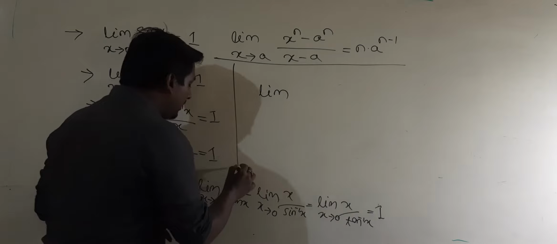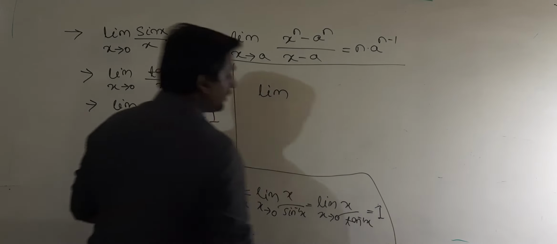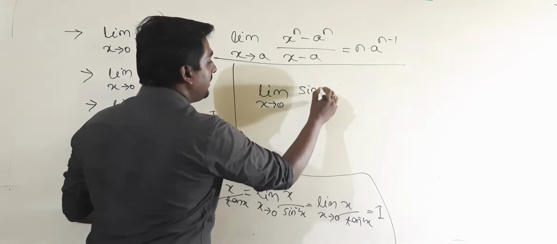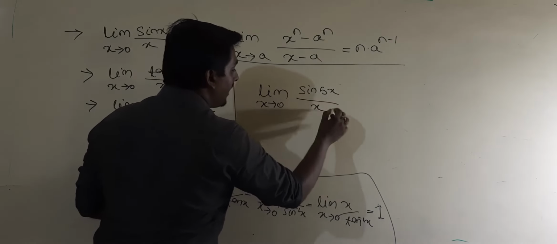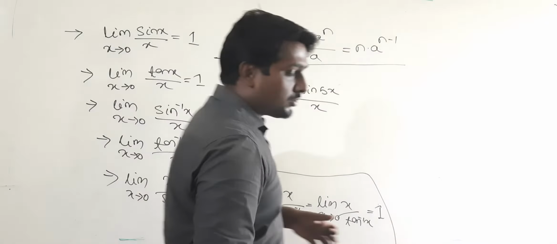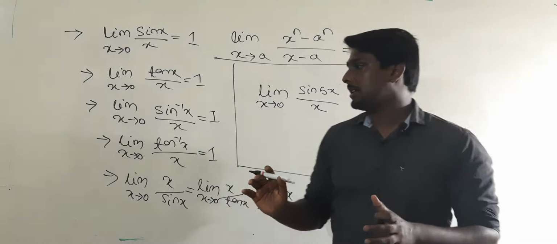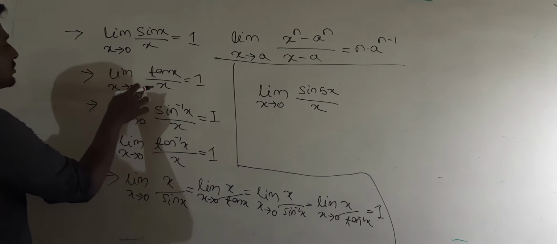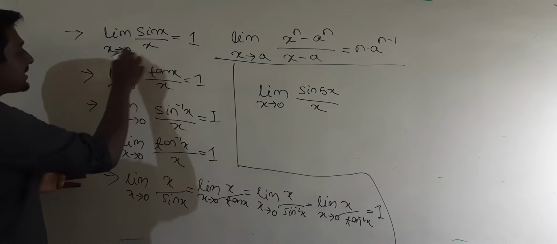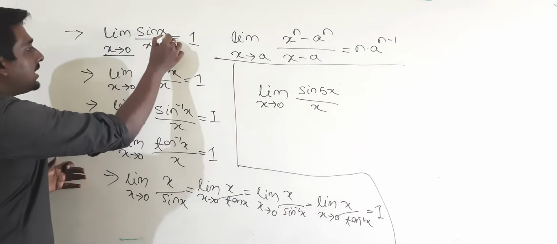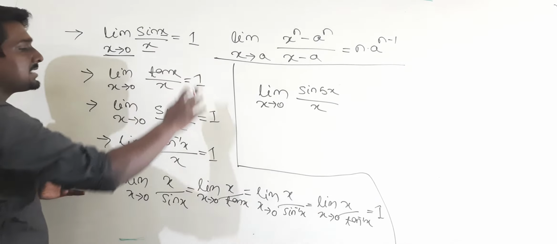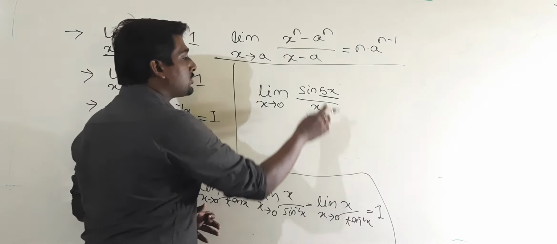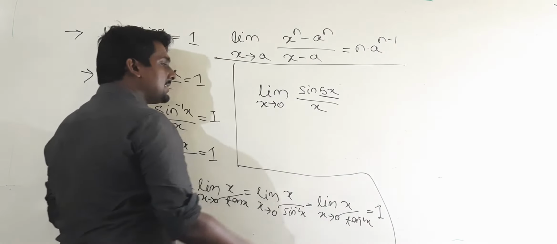So using these limiting values, we will calculate some limits. For example, let's calculate limit x tends to 0 sin 5x divided by x. When this question is asked, we must understand that the format is limit x tends to 0 sin x by x, where x tends to 0, and that is equal to 1. But here 5x is present, so sin 5x divided by x is there.